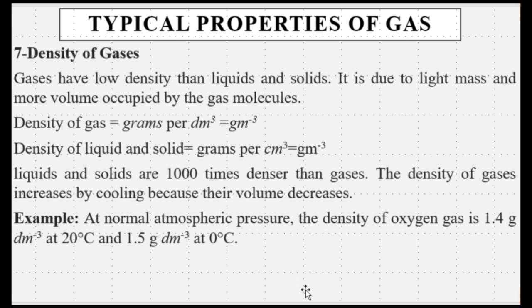In the context of an example, at normal atmospheric pressure, the density of oxygen gas is 1.4 gram per decimeter cube when the temperature is 20 degrees centigrade. But when the temperature is 0 degrees centigrade, the density of the oxygen gas will increase to 1.5 gram per decimeter cube. It means that with cooling the molecules come close to each other and they become denser. So by cooling, the density of gases will increase.